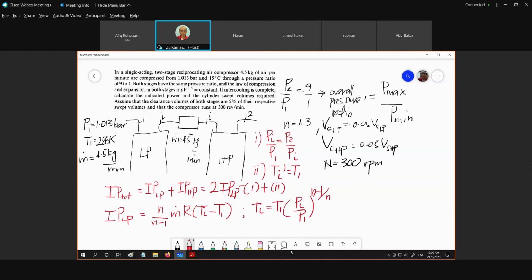Okay? Dan kita tahu pressure ratio. Kalau saya boleh lukiskan kita punya TS diagram right here. Let's say this is our TS diagram.